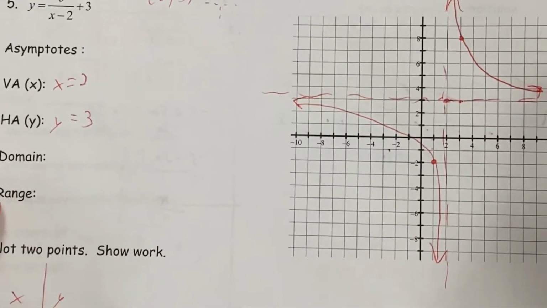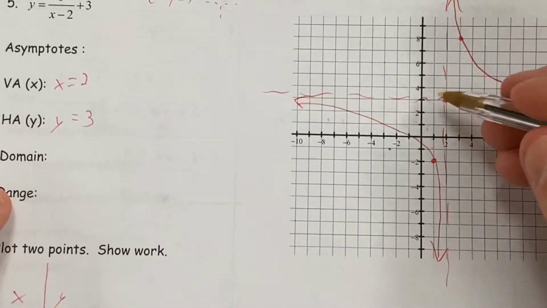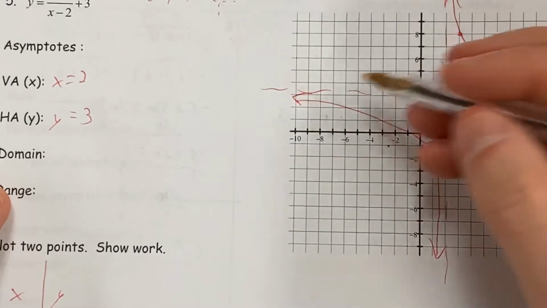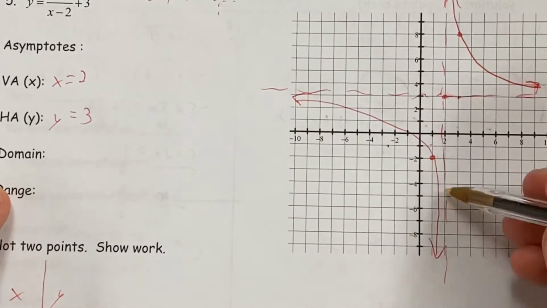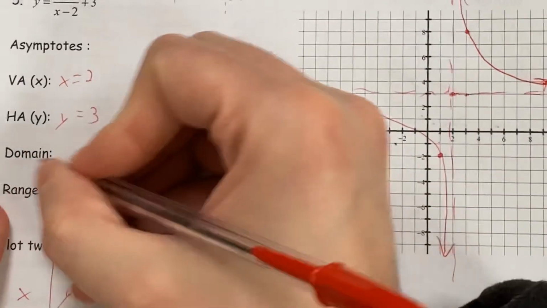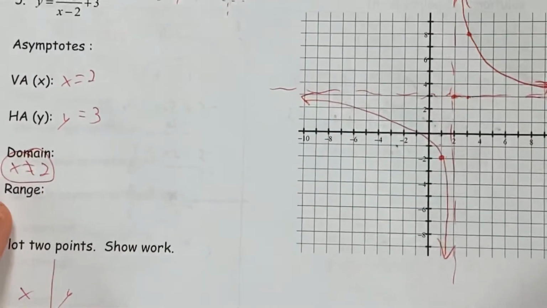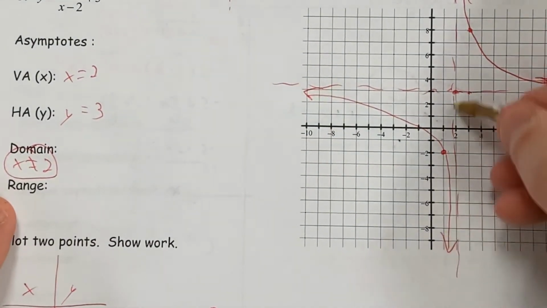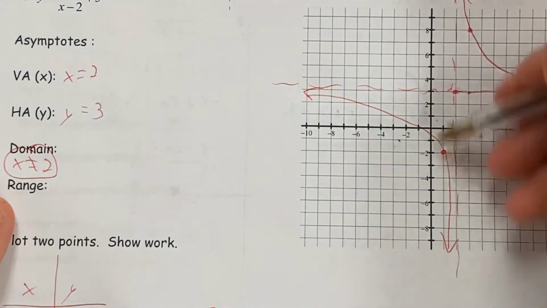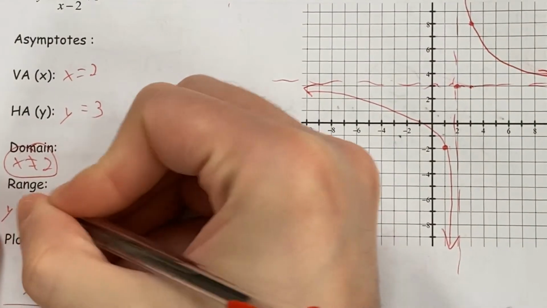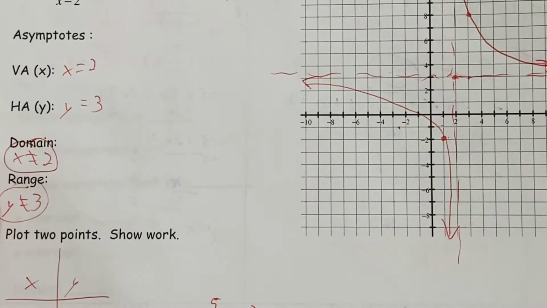So for domain, you have 2 options. The first is that since the domain is literally everything except 2, because it goes left forever and then towards 2 and then onwards again, you could just write x is not equal to 2. That is an acceptable answer. Same thing with y. Y is everything except this asymptote right here at 3, so you could write y does not equal 3. Those are both acceptable answers.